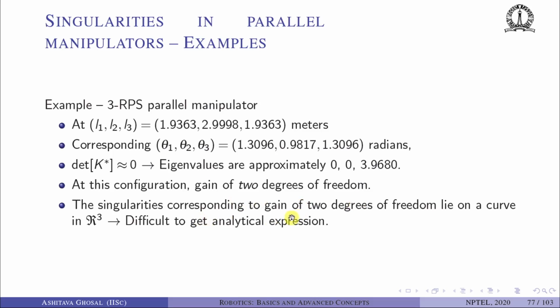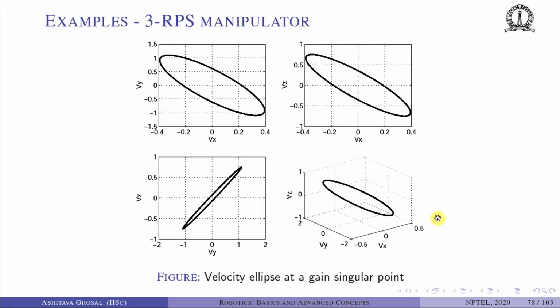So the singularities corresponding to the gain of 2 degrees of freedom lie on a curve. The singularity corresponding to the gain of 1 degree of freedom lies on a 2D surface. So we have one more equation, hence it will lie on a curve. Again, it is very difficult to get an analytical expression for that curve, but we can again plot it. So we can plot the gained degree of freedom, and you can see both in the 3D plot as well as in the sectional plots, we get ellipses. Okay, so the tip of the linear velocity vector lies on an ellipse in 3D space and also in the 3 sectional views.